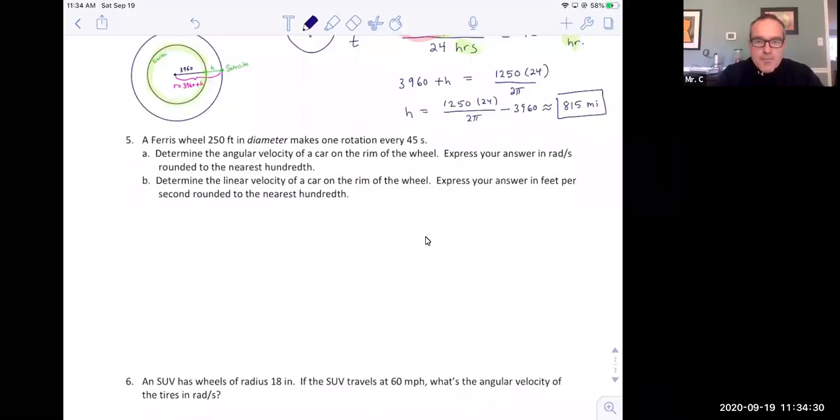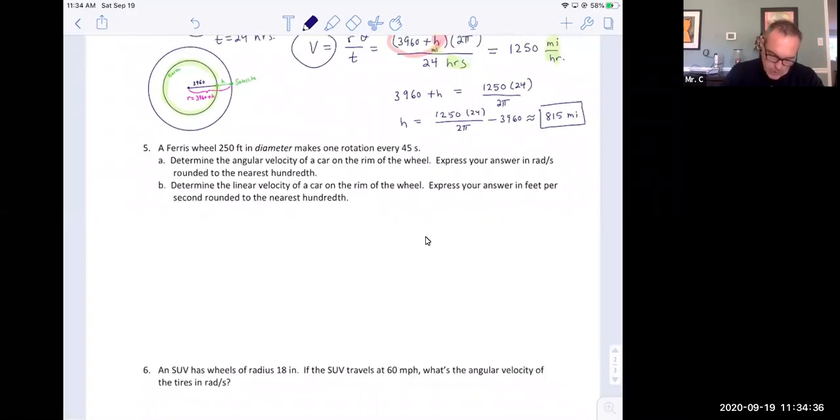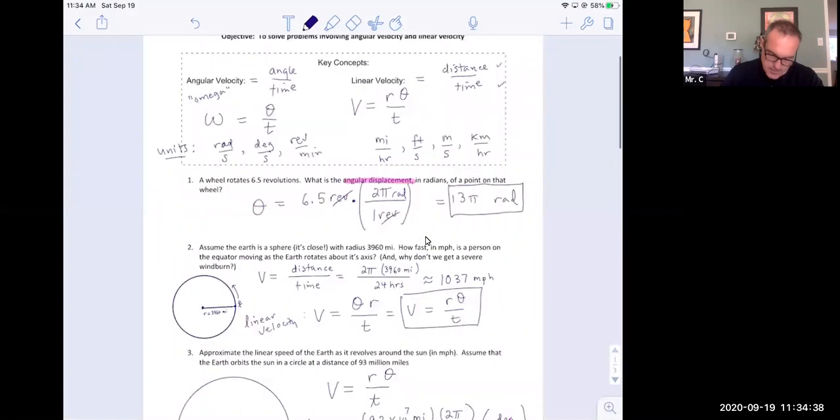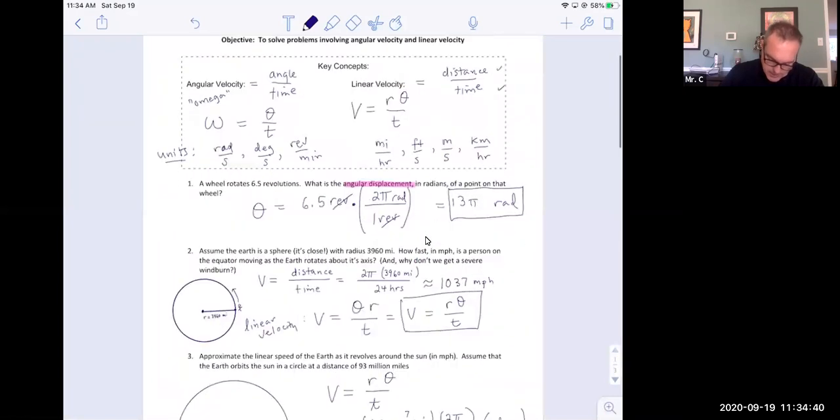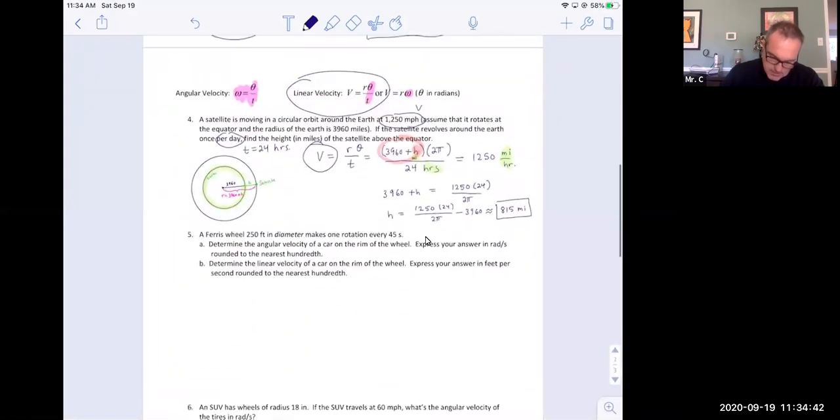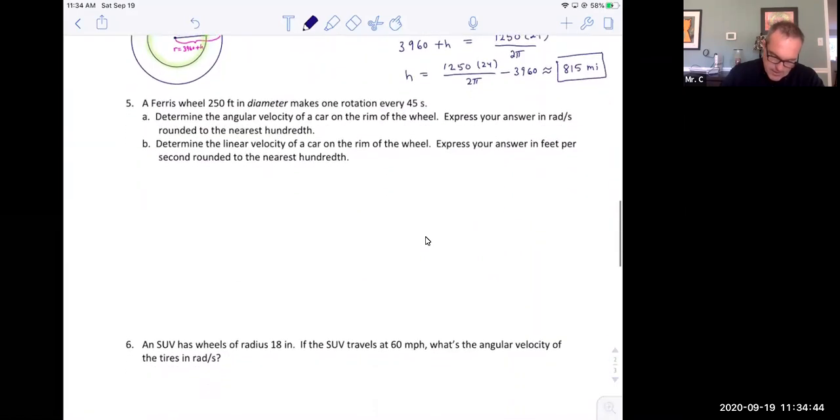Hey there, it's our fourth video concerning angular and linear velocity, and I'm working off a worksheet that has the title 3.3 Linear and Angular Velocity. We'll look at problem number 5 here about a Ferris wheel that has 250 feet in diameter.